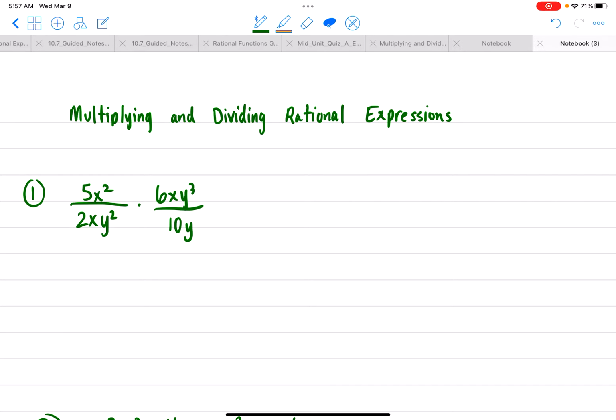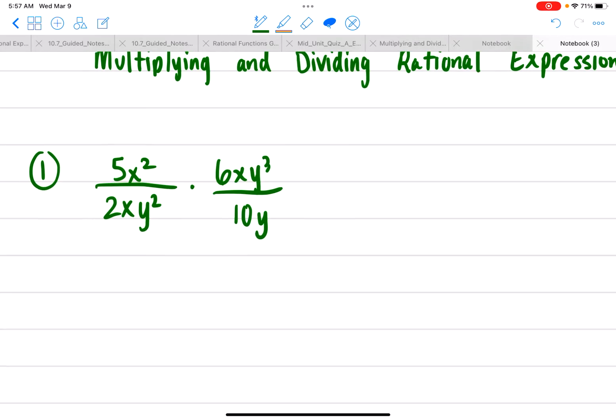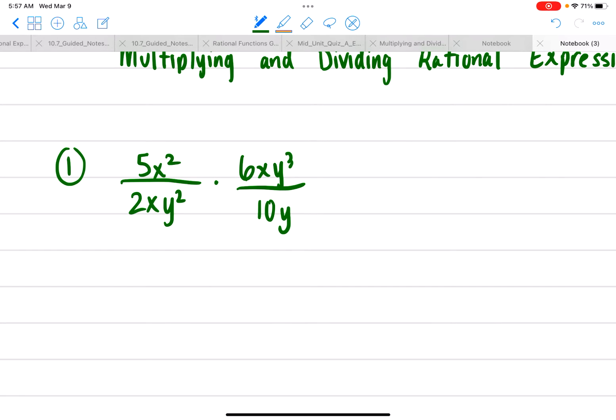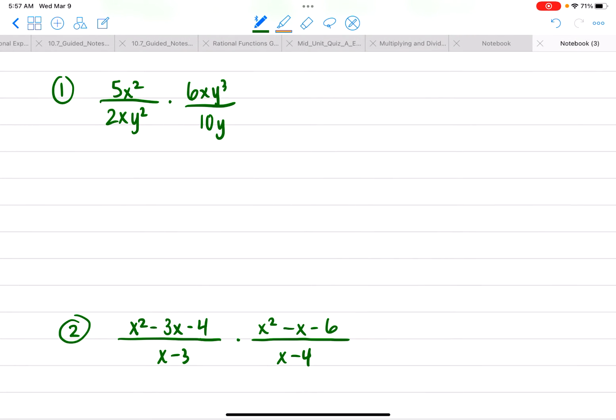But anyway, I just wanted to go over multiplying and dividing rational expressions. If you know how to simplify rational expressions like what we did yesterday, this is going to be pretty easy. So let's just get into it here. The first kind of problem you're going to come across is one like number one, and then you're going to come across stuff like number two here where you might have to factor the top and bottom, and then we're basically canceling stuff. That's really all it is.